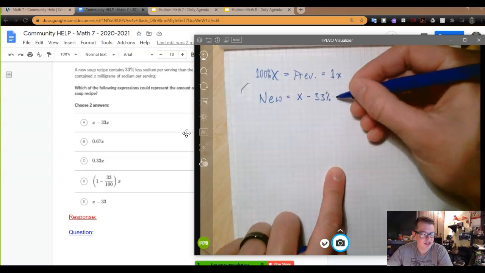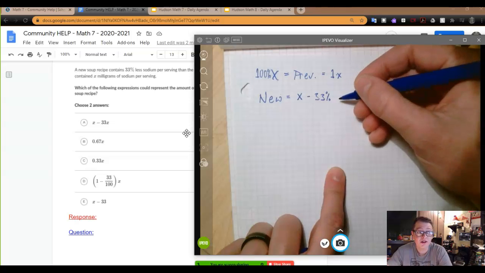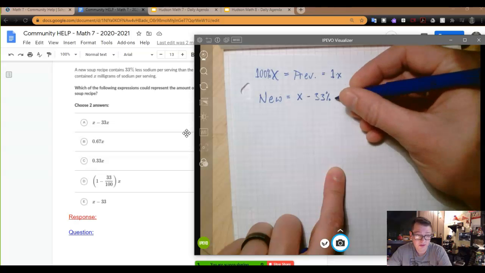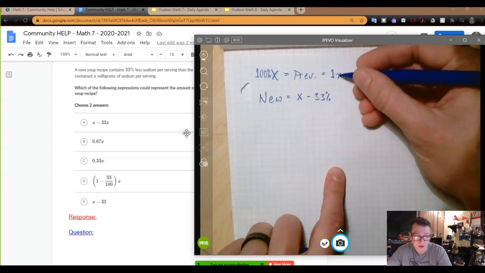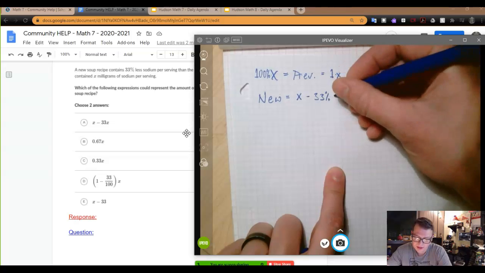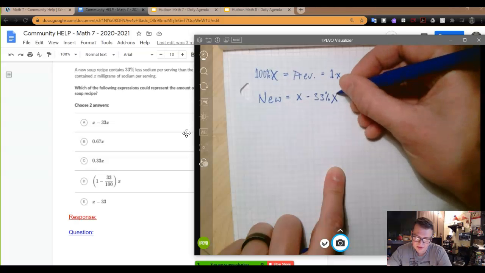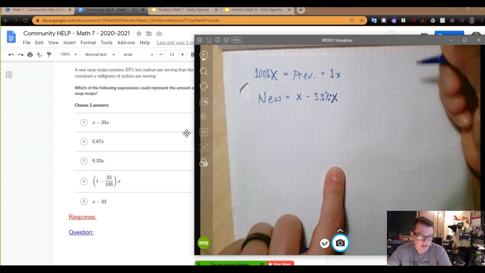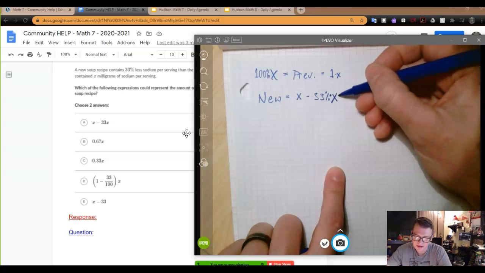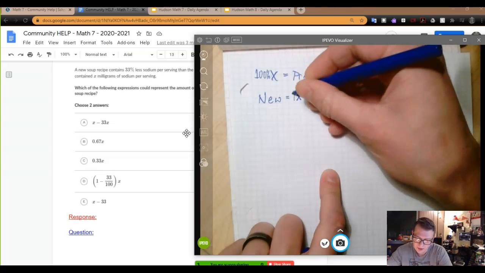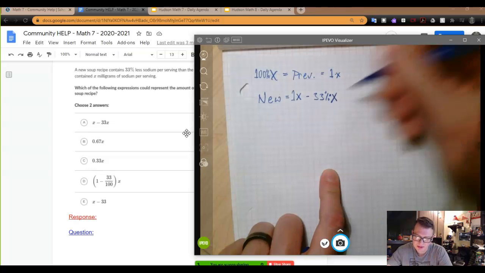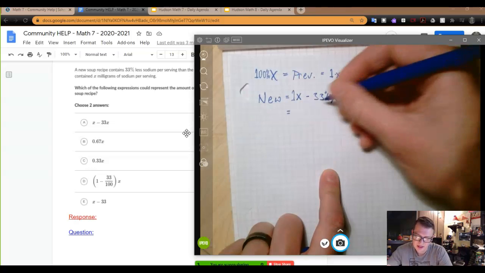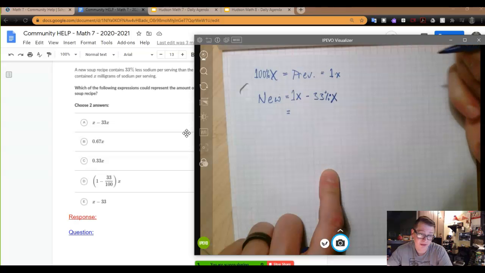But remember, we can't just take away 33%. It has to be 33% of something. Of what? Well, of the old soup. So the 33% we're taking away is 33% of X. Remember, of tells us to multiply, and it's of the previous soup. So we really have 1X minus 33% X. But we said we can't use the percent. We have to use the decimal.